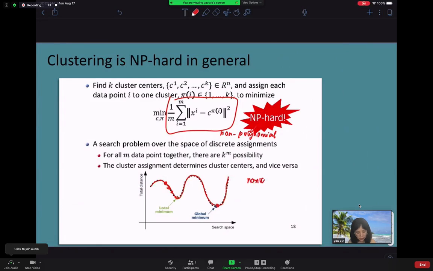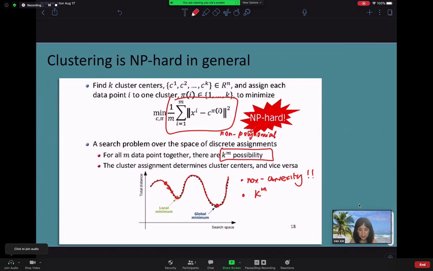Because of the non-convexity, we cannot use a very simple iterative algorithm to find the exact solution. Non-convexity is causing a problem. And if you really want to find out the exact solution, the number of ways to assign data points to a centroid is going to be k raised to the power m. So that's the number of possibilities.